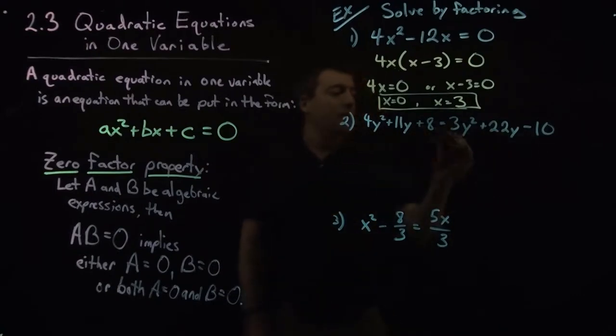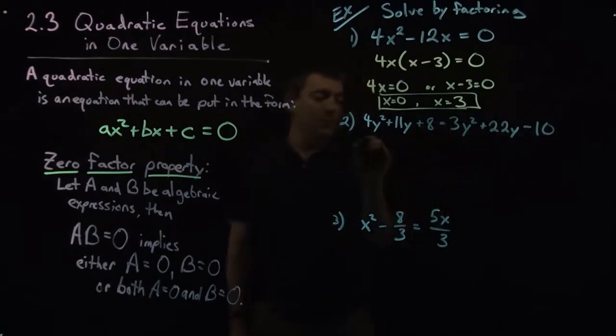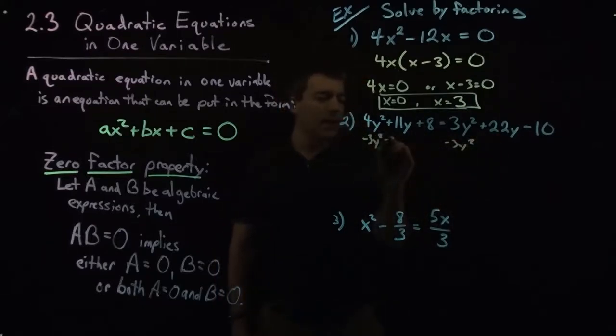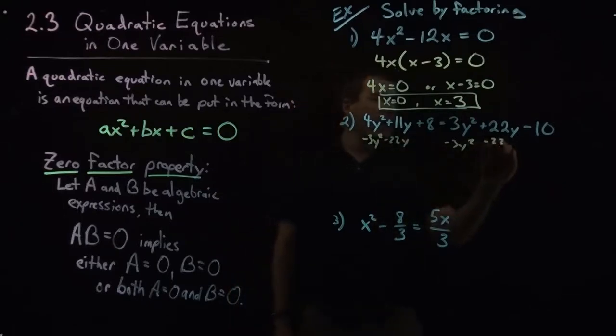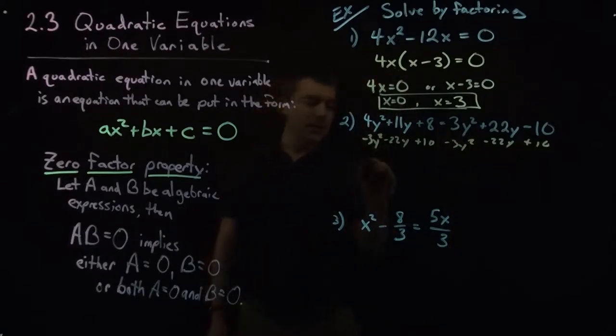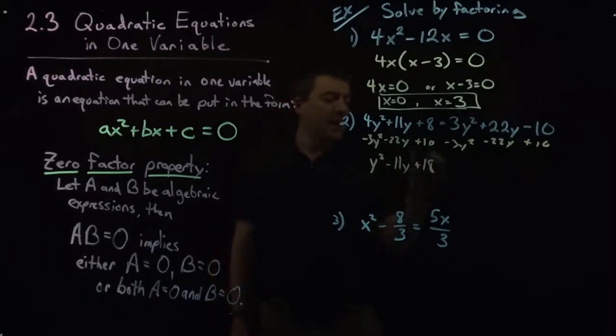And so I'll take this side over here, and we'll just subtract it. So minus 3y squared, minus 22y, and plus 10. All right. So it's going to give me y squared, negative 11y, and then plus 18 equals 0.